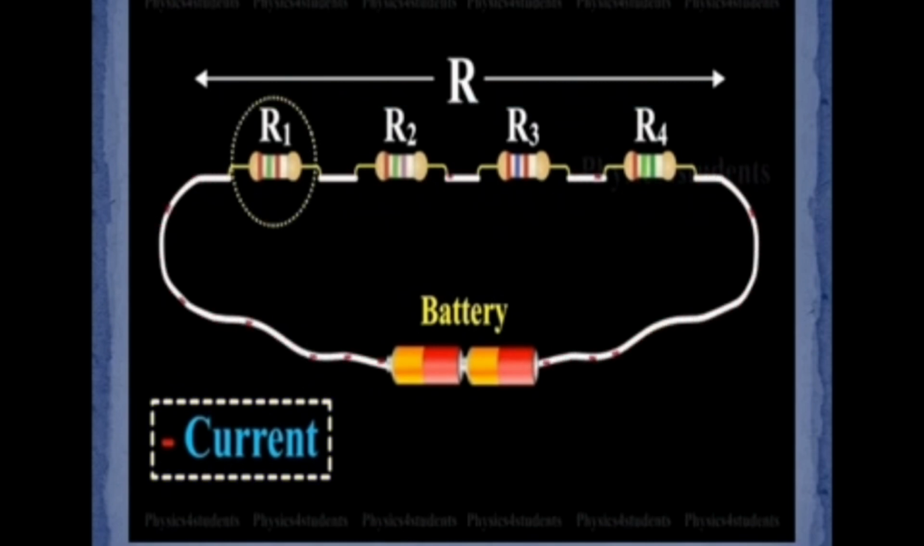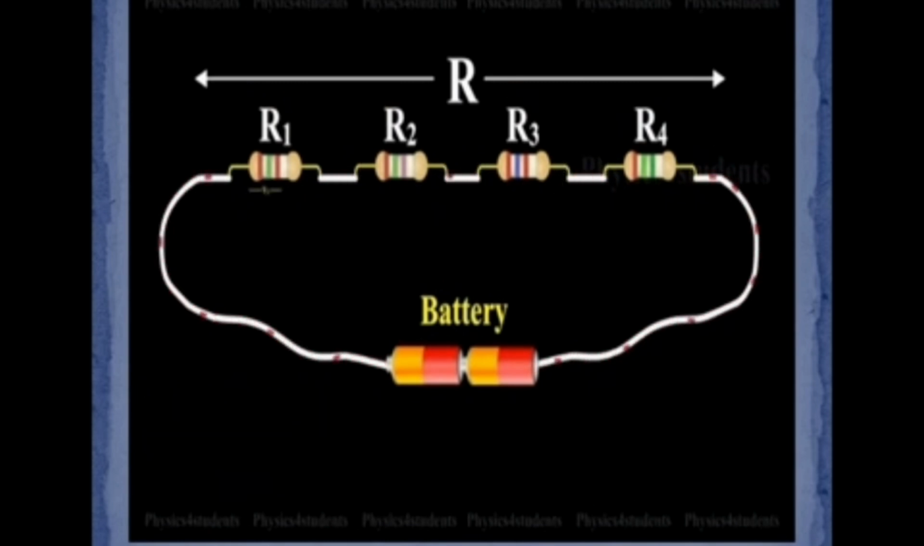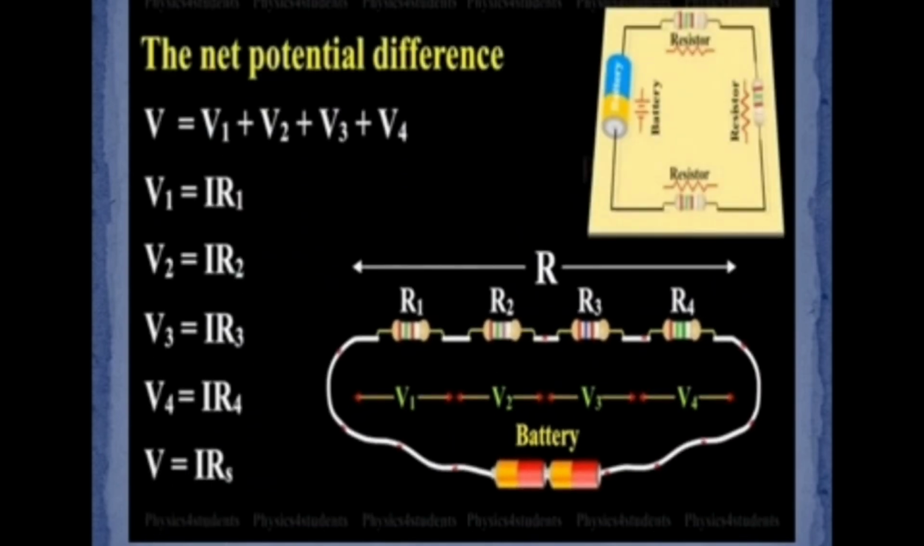So R1, R2, R3 and R4 are the four resistance. Total resistance equal to R. Here potential difference between the resistance R1 equal to V1, V2 for R2, V3 for R3 and V4 for R4. So net potential means we have to add all the potential. So V equal to V1 plus V2 plus V3 plus V4. V equal to IR according to Ohm's law.